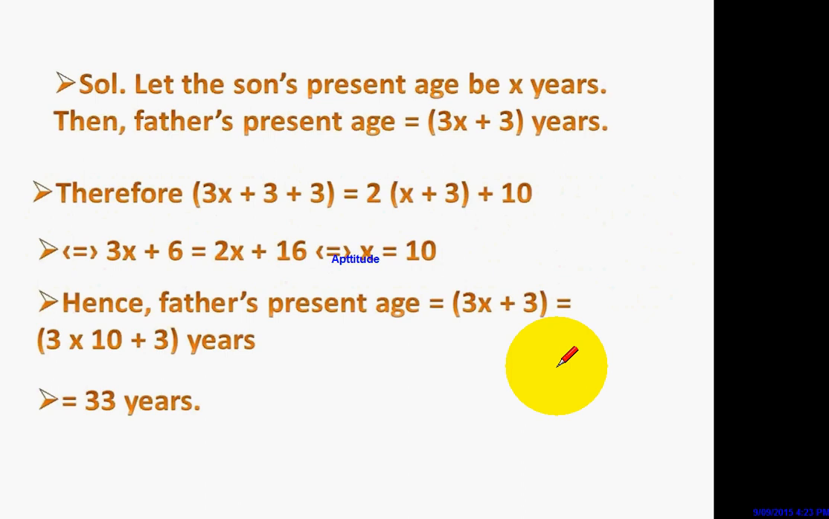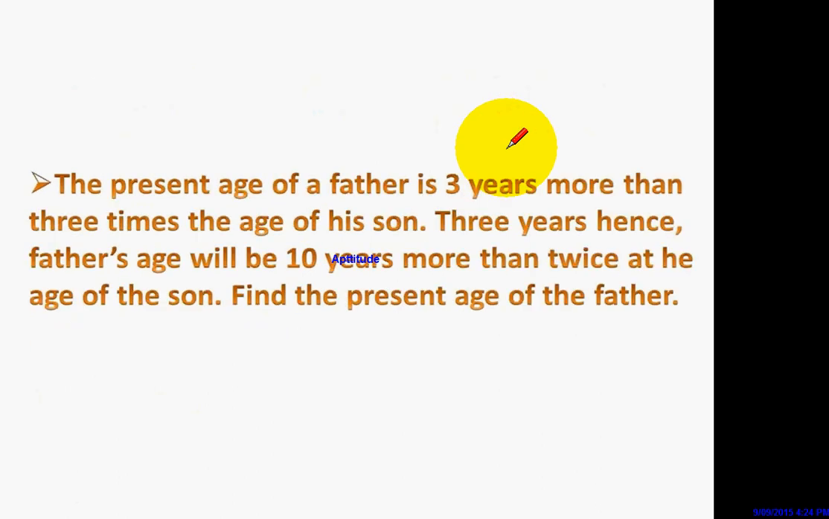Am I right? See, listen. So the son's present age be x, father's present age is 3x plus 3. Why? 3x is 3 times. Father's age is 3 times the age of the son, so it is 3x, and it is 3 years more than that, so it is 3x plus 3. So father's present age is equal to 3x plus 3. Can you understand this? So now shall we proceed to the next statement of the problem?